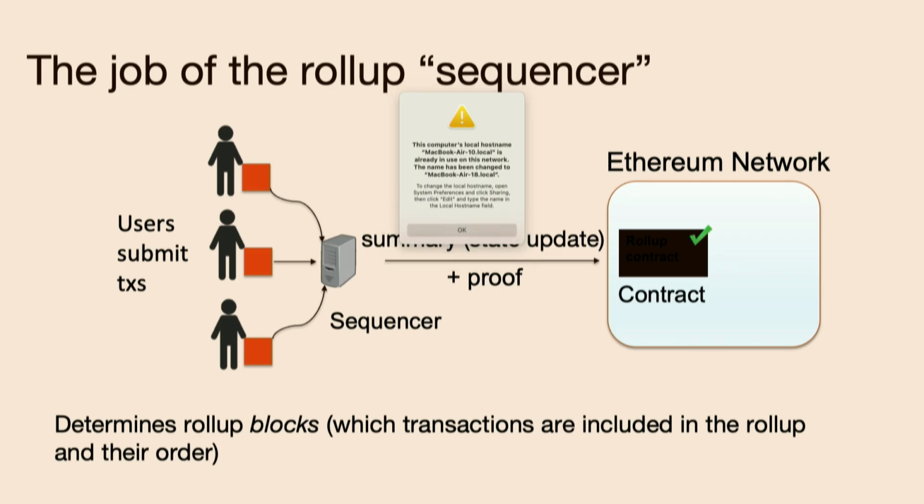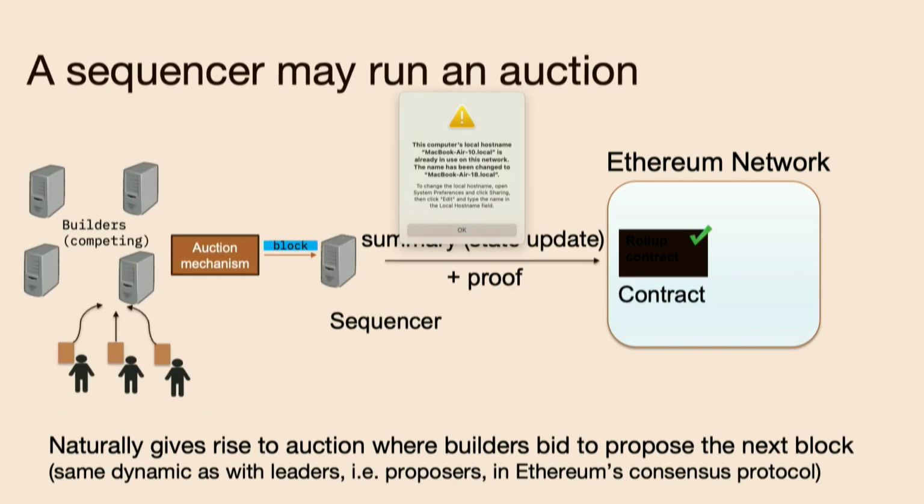A sequencer may also run an auction. So it naturally gives rise to an auction where builders are bidding to propose the next block, and the sequencer kind of runs an auction among these builders, and that helps it produce the most valuable block it can, which is the same dynamic that happens with leaders or proposers in Ethereum's consensus protocol.